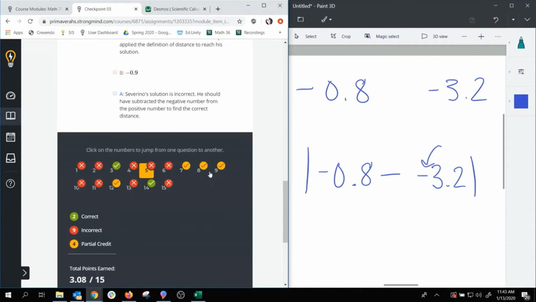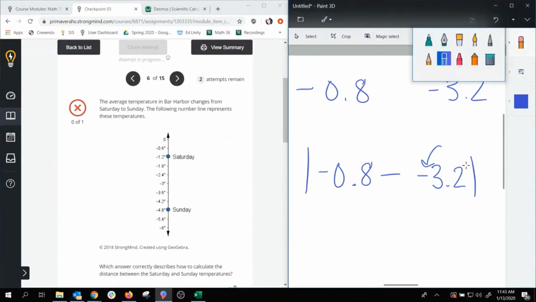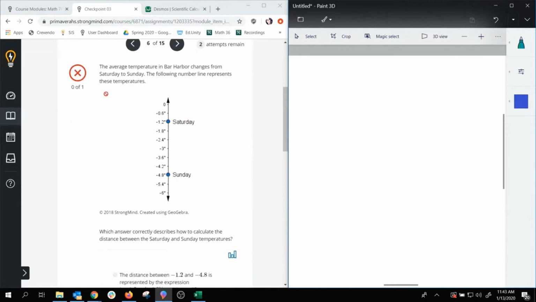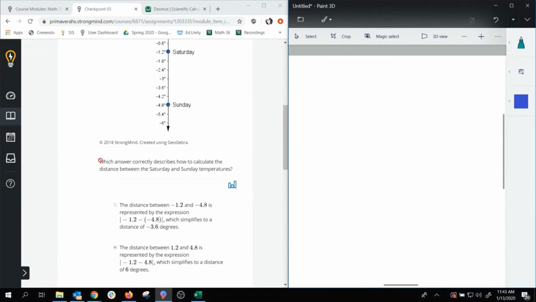All right. Next one, number 6. So here we have yet another number line. I think unit 3 is literally just number lines. It says that the average temperature in Bar Harbor changes from Saturday to Sunday. The following number line represents the temperatures. Okay. Well, that's cold. Negative 1.2 degrees. Dang. All right. We want to know which answer correctly describes how to calculate the distance between Saturday and Sunday.